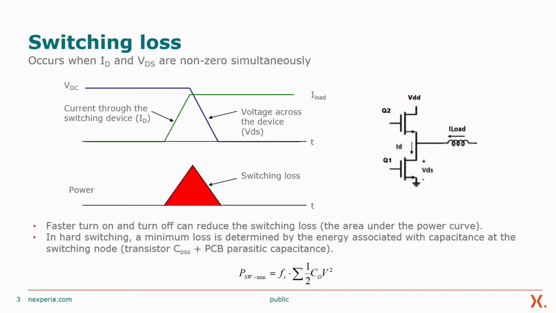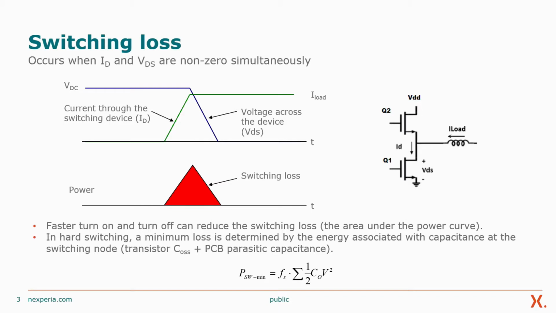A very simple starting point, a reminder of what you already know: switching loss occurs when the drain current and the drain-source voltage are non-zero simultaneously. That's when we have an overlap of voltage and current and we dissipate power. With these very simple waveforms, it's this triangular shape, and the red area under the power curve is the energy lost during this turn-on transition.